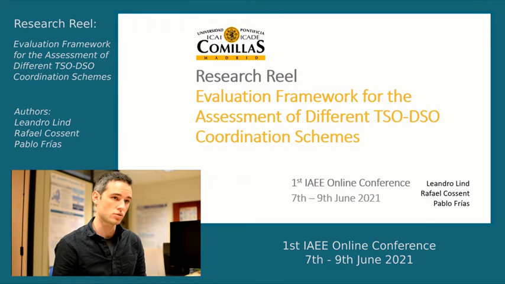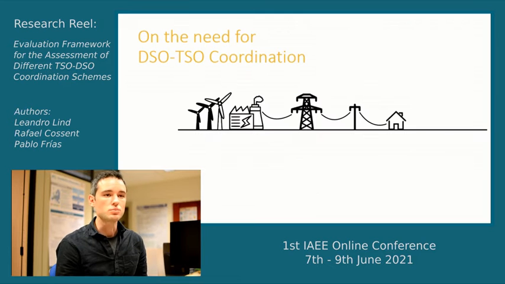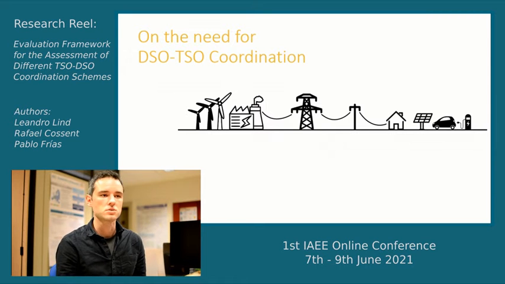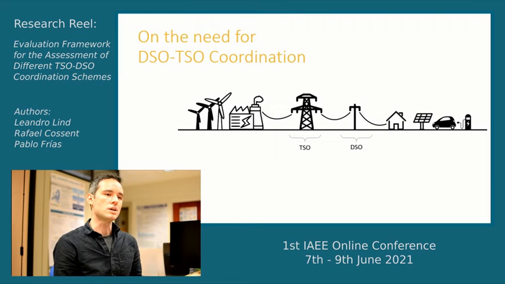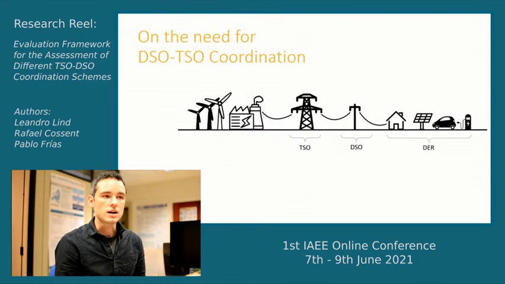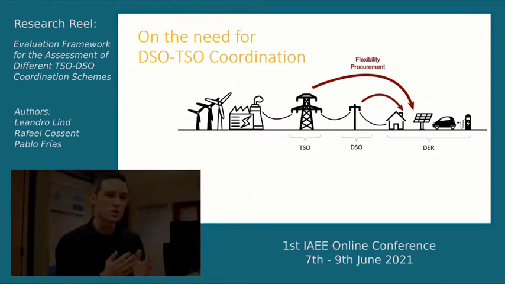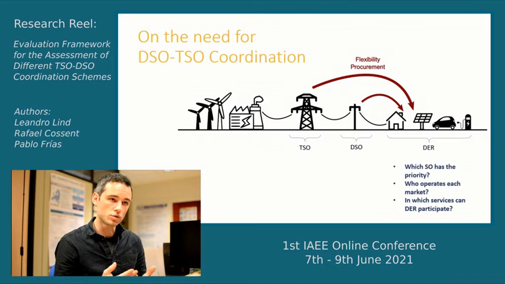of TSO-DSO coordination schemes. More and more distributed energy resources such as distributed generation, storage systems, electric vehicles, and also demand response are being connected at medium and low voltage levels. While this may be a challenge for system operators, it is also an opportunity. DR will be able to offer flexibility in energy and ancillary service markets. But if both TSO and DSO want to procure this flexibility, they should coordinate the procurement and the activation to avoid creating congestions to one another.